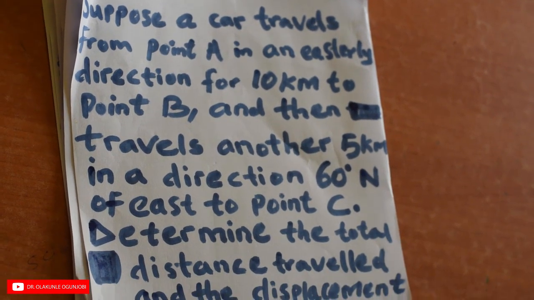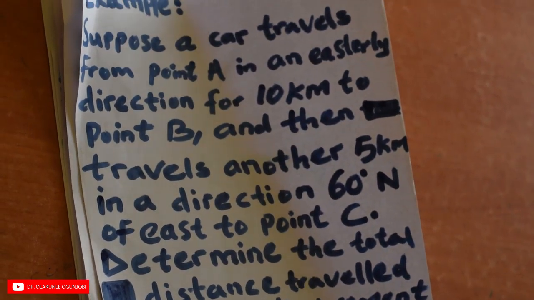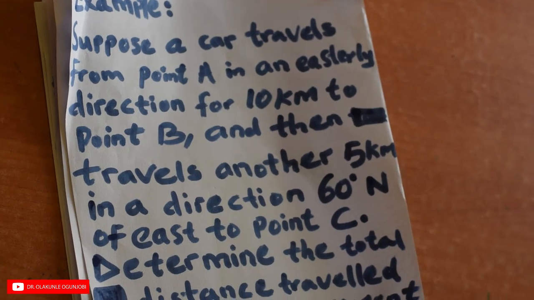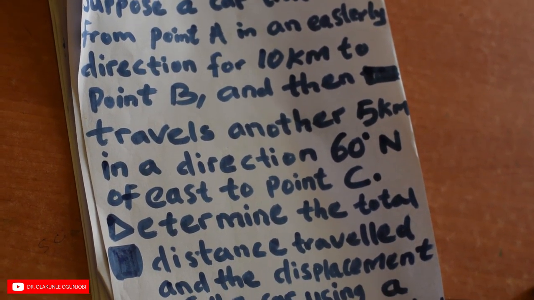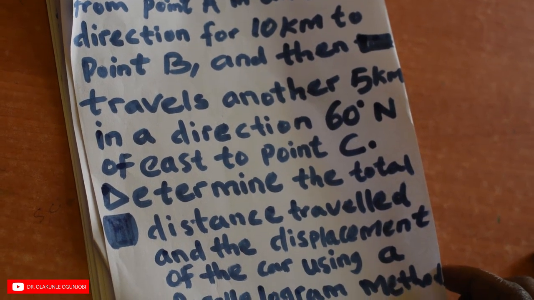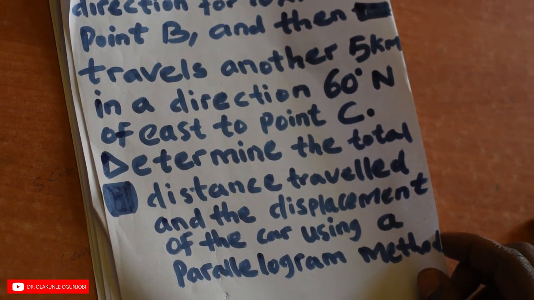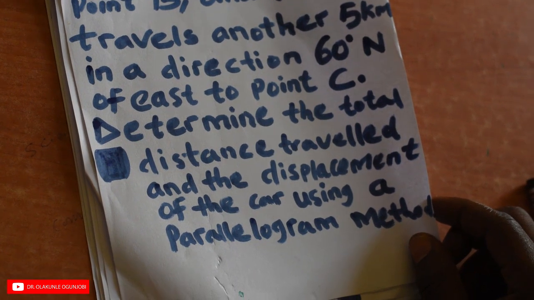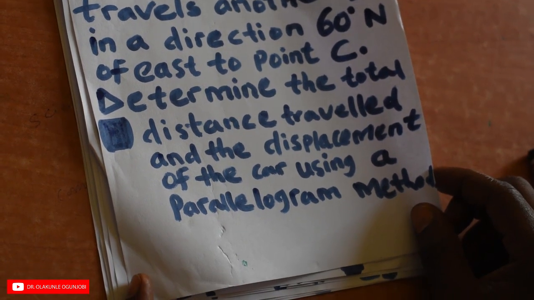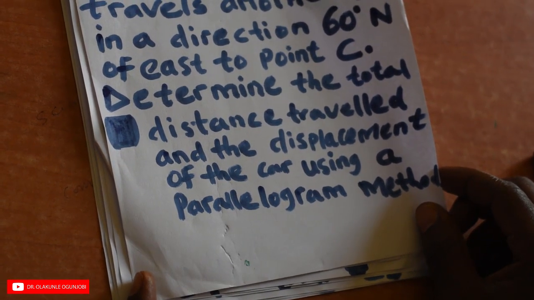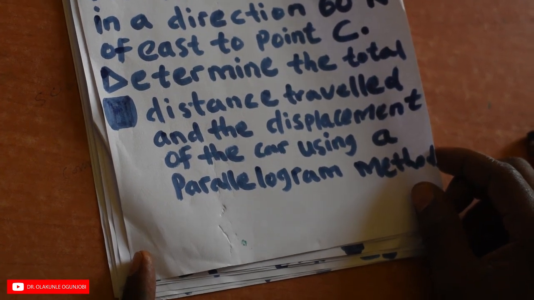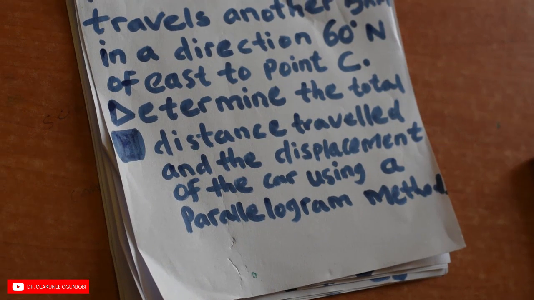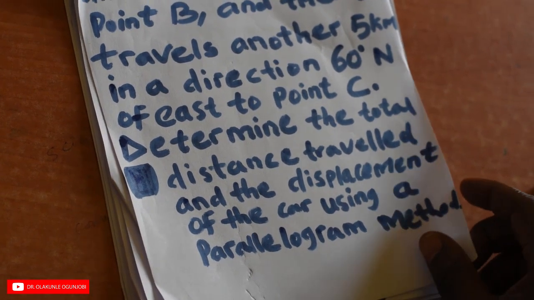Okay, to take it again, as you can see, suppose a car travels from point A in an easterly direction for 10 kilometers to point B, and then travels another 5 kilometers in the direction 60 degrees north of east to point C. Determine the total distance traveled and the displacement of the car using the parallelogram method.